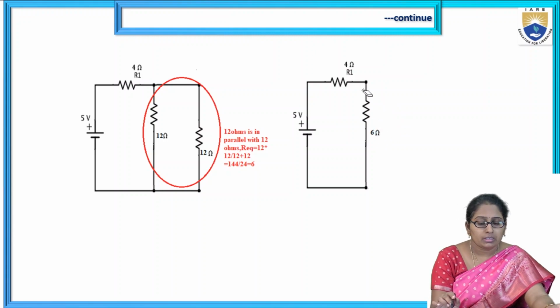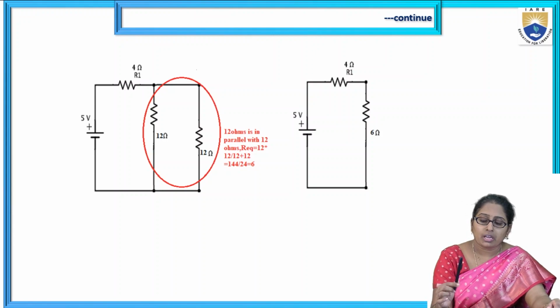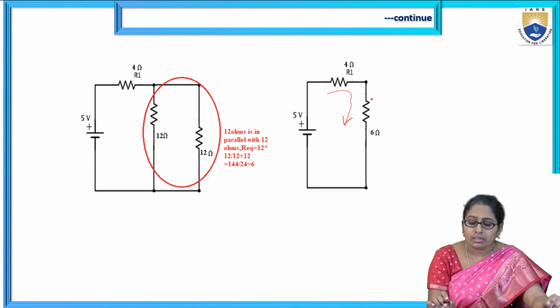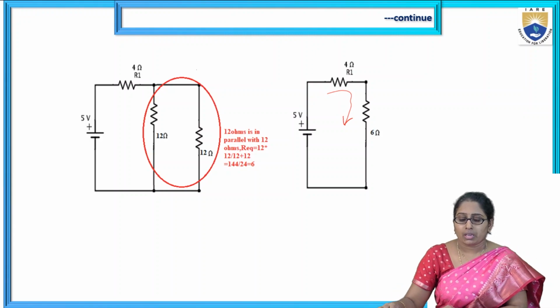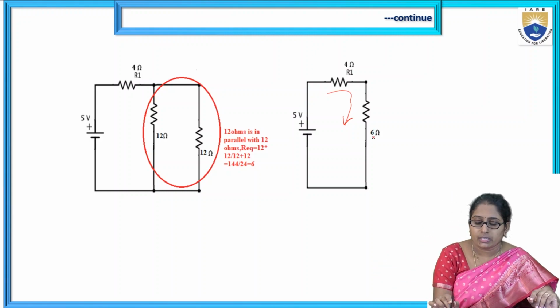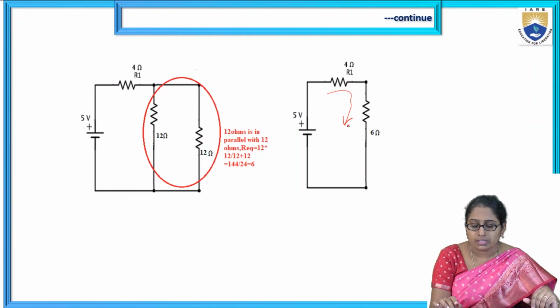This 6 ohm and the resistor R1, if you see from the connection, you can see they are in the same path, meaning the same current flows. This 6 ohm and 4 ohm, R1, are in the same path, which means they are in series.